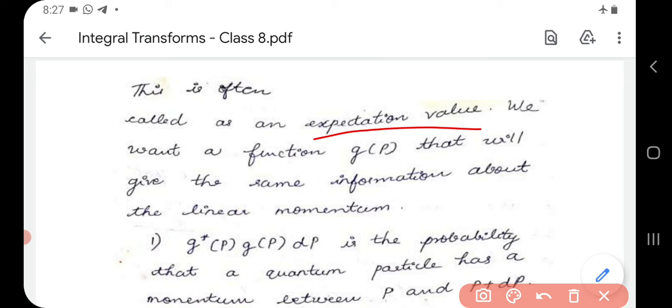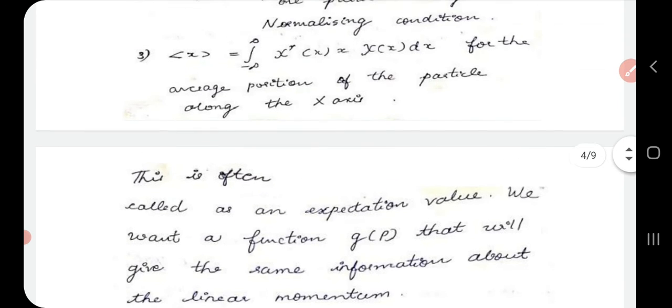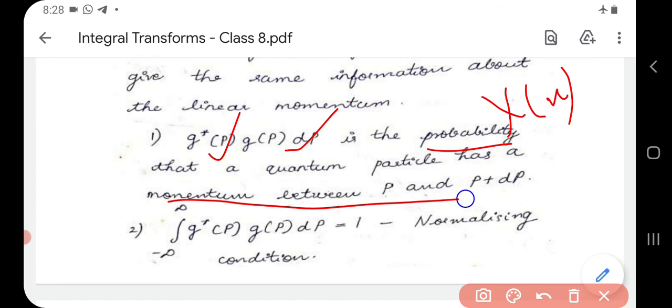Now suppose that we have a function G of p which also gives the same information about linear momentum. Here p stands for momentum. If G of p is a function that gives information about linear momentum, then that function G of p will also satisfy the above discussed three properties. In place of chi of x, here we are writing G of p. That is the only difference. This will give you the probability of finding a quantum particle in the momentum between p and p plus dp.